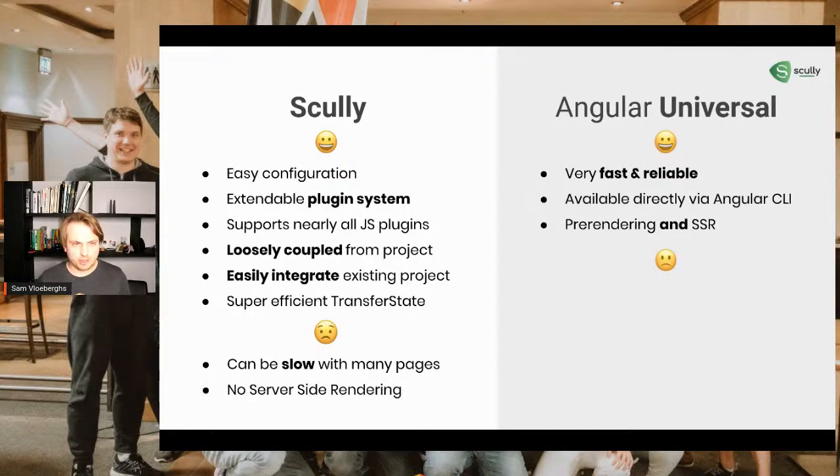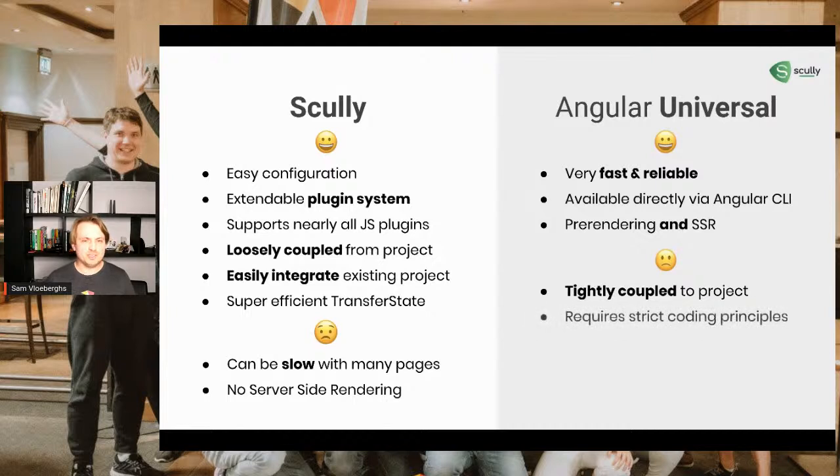So the less good parts about Universal is that it does require a tight coupling to your projects. It's integrated inside the angular.json, and Universal in general requires a high discipline of strict coding principles. For example, you cannot use the window navigator document APIs directly, and you will need to use some dependency injection to work that out.